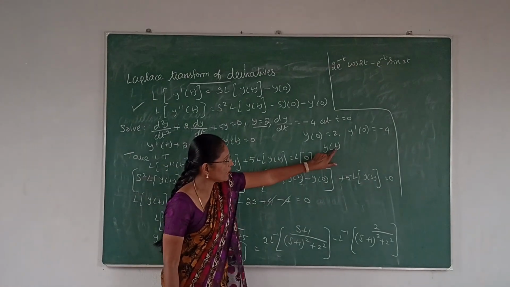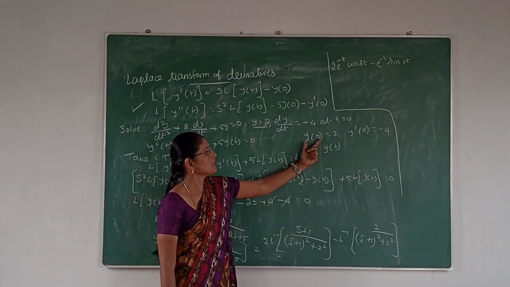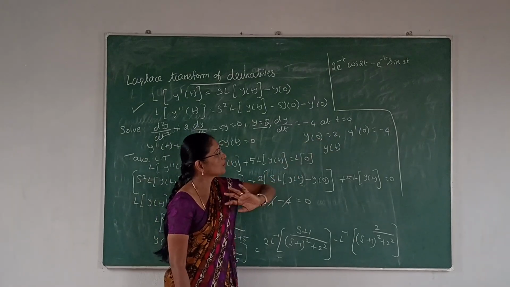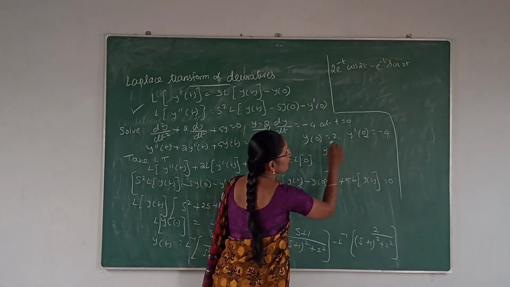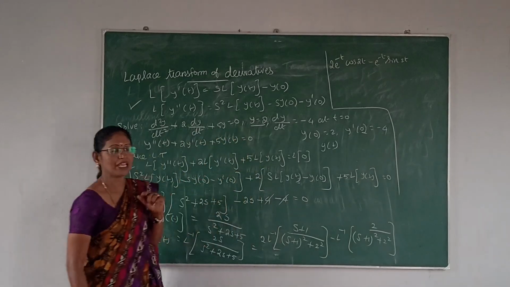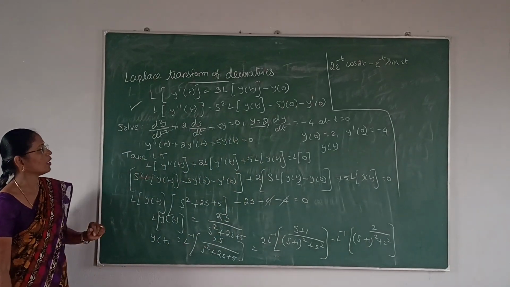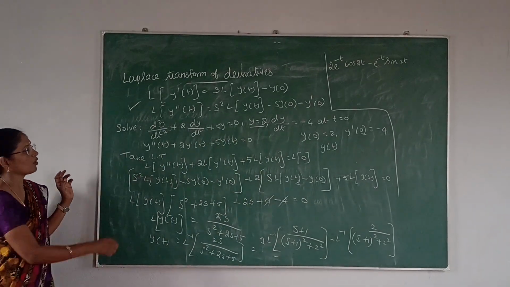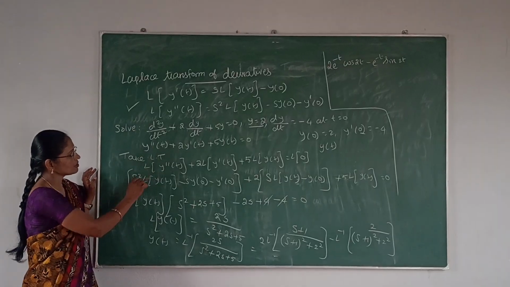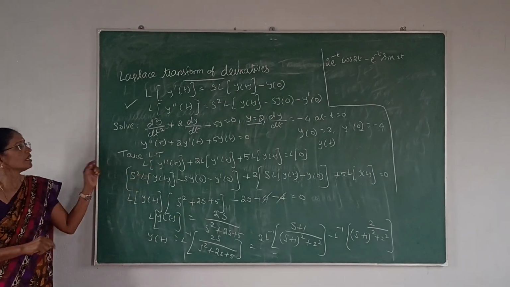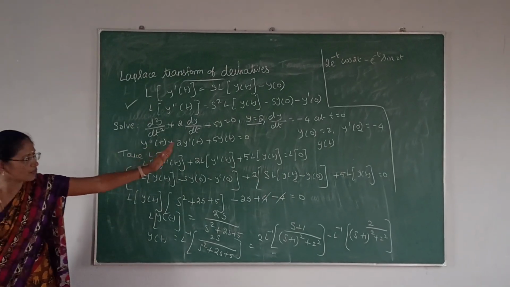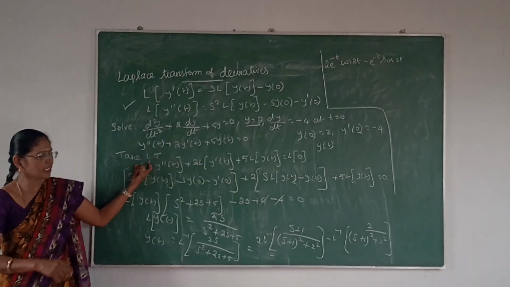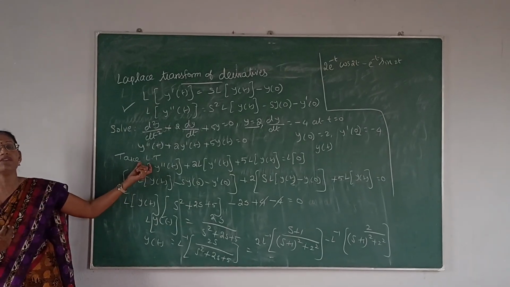At the time t equals 0, the initial value is y equal to 2, and y dash is minus 4. These two values we are going to substitute in our problem. That is the boundary conditions. Now, the first step is to take the Laplace transform on both sides. Afterwards, to eliminate the Laplace transform, you have to take the inverse.